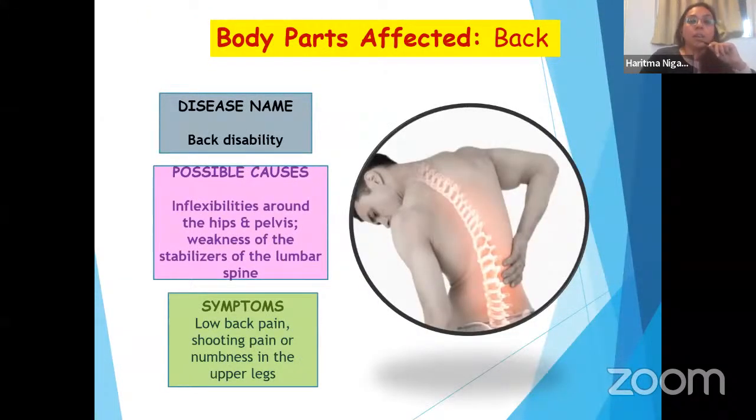Next commonest is back disability. The possible causes are inflexibilities around the hip and pelvis, with weakness of the stabilizers of the lumbar spine. Its symptoms are that the clinician may get lower back pain, or shooting pain or numbness in the upper legs.